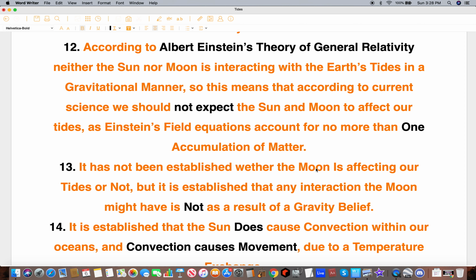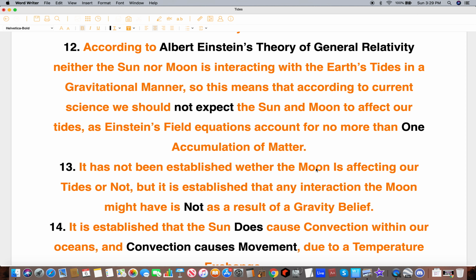as any claim of gravity in mainstream science is based around Albert Einstein's theory of general relativity, which states that it's an effect on that one mass, let's just say one mass or one accumulation of matter that bends the spacetime. Okay, obviously there's more to it. There's more convolution than that. But the point is that he does not account in his 10 field equations for more than one accumulation of matter.